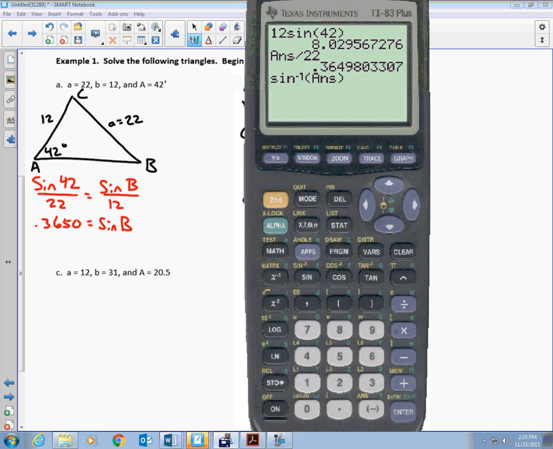We got 0.3650. Can sine have a value of 0.3650? That's between 0 and 1. Can sine have a value between 0 and 1? Yes. So what I'll do is I'll second sine inverse. I get 21.41. So B is 21.41 degrees.